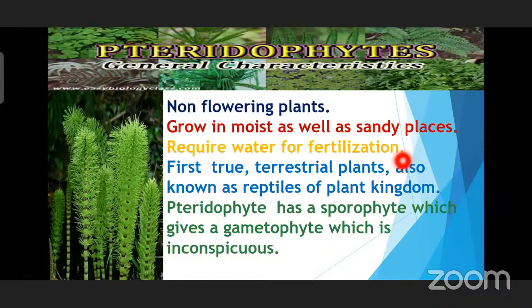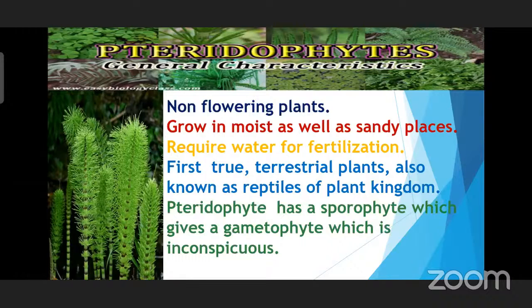Why they are true means they have a root system, shoot system, and well defined leaves will be seen. Pteridophytes has a sporophyte which gives a gametophyte. Remember, this sporophyte will be diploid in condition, which gives a gametophyte which is inconspicuous. Inconspicuous means very small, very tiny, and very short-lived.